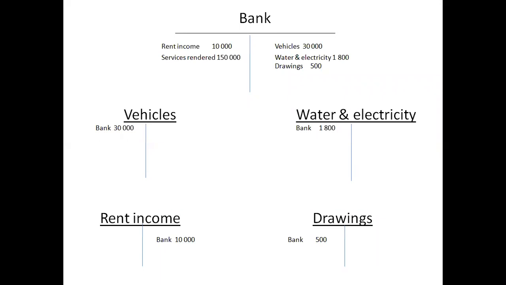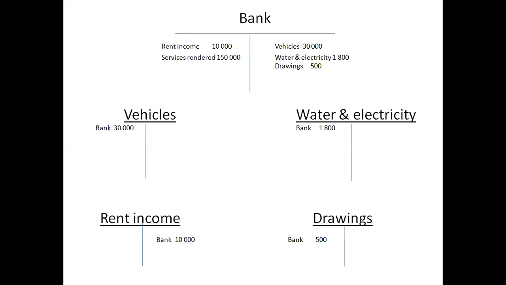So every time you write the name of the account, you take the amount, and if it is in the general ledger on the debit side, then you put it in the debit column of the trial balance. If the amount is on the credit side of the general ledger, then you put it in the credit column of the trial balance.